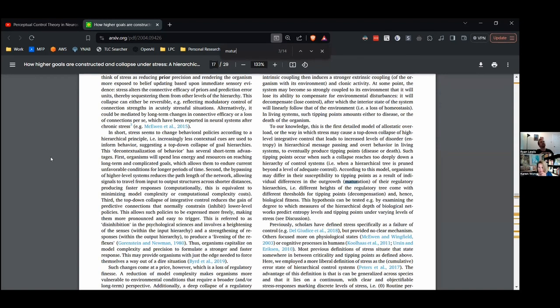See, according to this model, organisms may differ in their susceptibility to tipping points as a result of individual differences in the outgrowth, the maturation of their regulatory hierarchies. So I think those tipping points have to do with freedom in the system. The only way there can be a tipping point is if there's freedom in the system. So let me show you something that I found today that I thought was quite interesting.